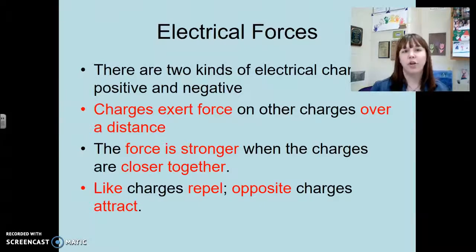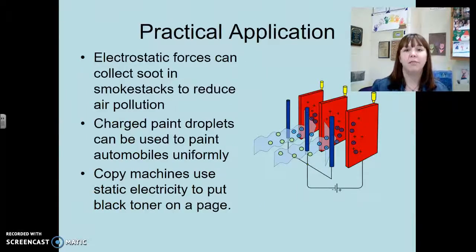That force that we get between charges is stronger the closer they are together. And it's also stronger the higher charge we have. One practical application of this is electrostatics.